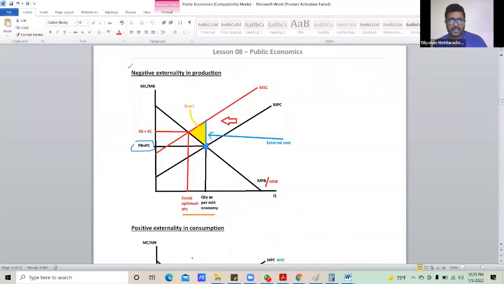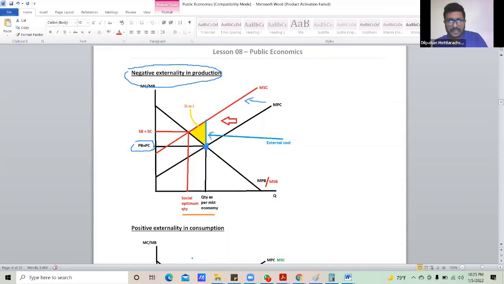Then we have to remember about the externality. It's a production externality. Production is connected with demand or supply. Production means it's affecting the supply curve. Negative externality. That means, do we need to increase the supply or do we need to reduce the supply? We need to reduce the supply. So therefore, the supply curve should be reduced to the left side. It will go to the left side like this.